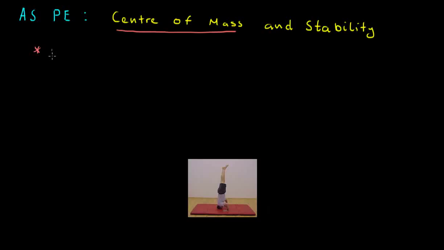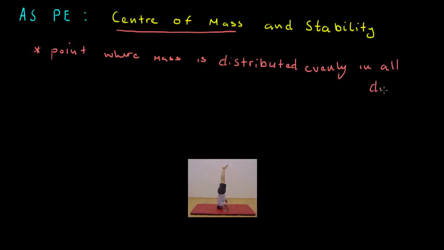Centre of mass is a point in a body, so any object, point in a body where mass is distributed evenly in all directions. Now, when I read that or when I hear it, I have to say it doesn't mean an awful lot to me. Let me write it in first of all, evenly in all directions. Okay, so it's not the most intuitive of concepts, but let's just apply it to a stick man first of all.